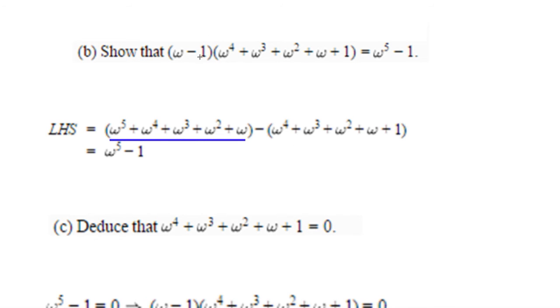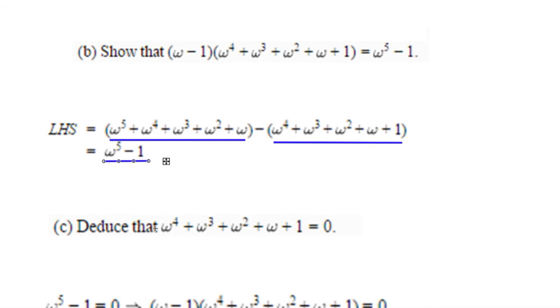This is here. Minus 1 multiplied out, you'd have a minus omega 4, minus omega cubed, minus omega squared, minus omega, minus 1, which is this. You'll then notice that everything cancels. Omega 4 cancels out with minus omega 4. These all cancel out, leaving you with omega 5 minus 1 there.